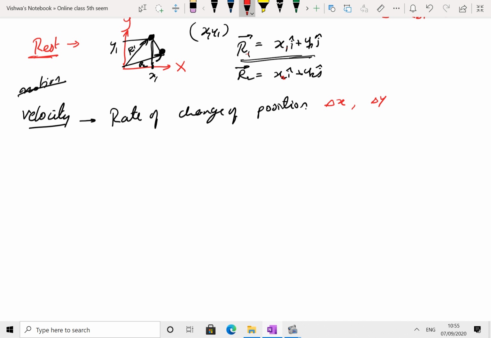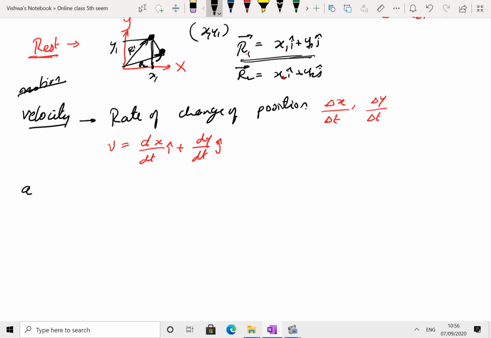Now the velocity is what? Rate of change of position, meaning whatever the change in position is, taken with respect to time, gives velocity. Now delta t I will write. So this is the velocity at an instant of time. In differentiation notation, I will write the velocity v equal to dx by dt into i cap plus dy by dt into j cap. At any instant of time, this is the velocity.